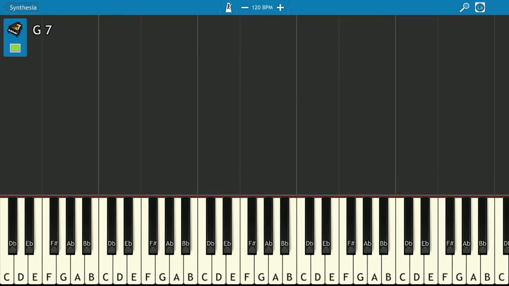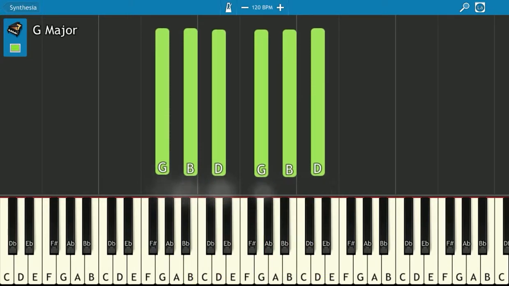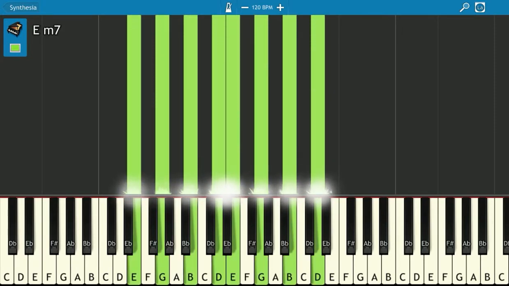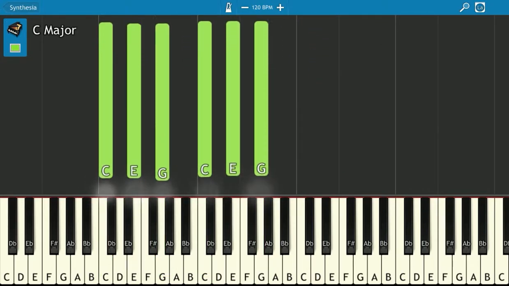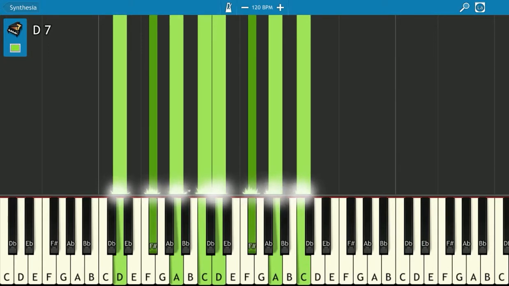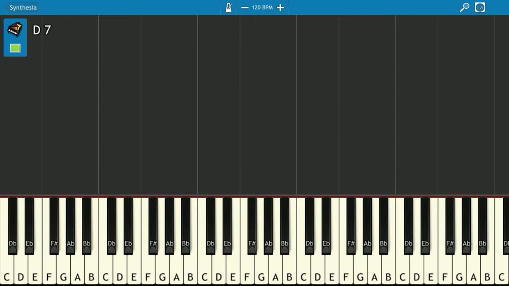So the last chord cycle that I'm going to be showing you guys today is similar to the second one in the sense that it starts with G major and it goes G major, E minor 7th, then C major, and D7th.